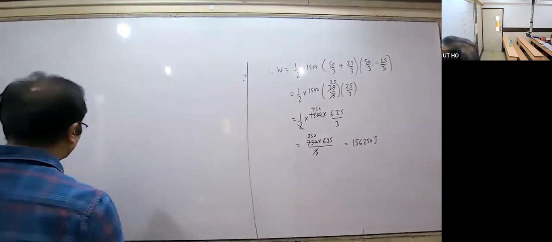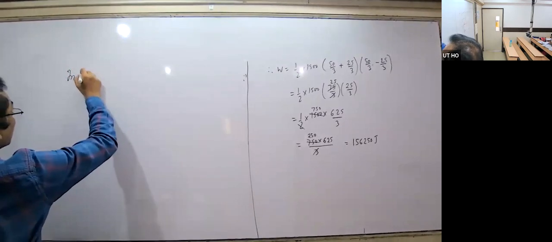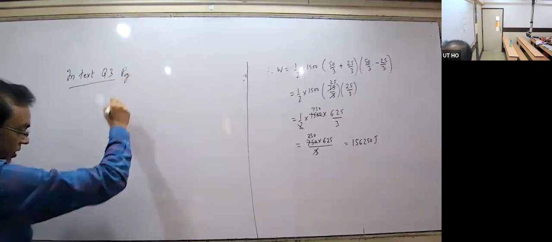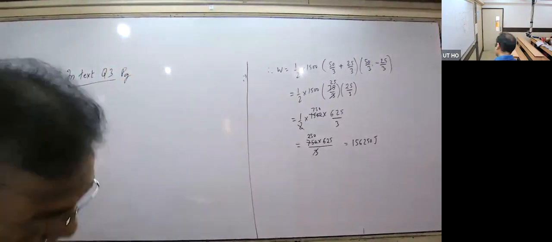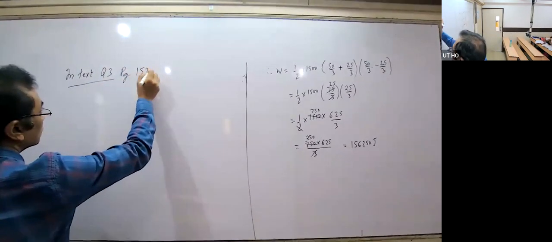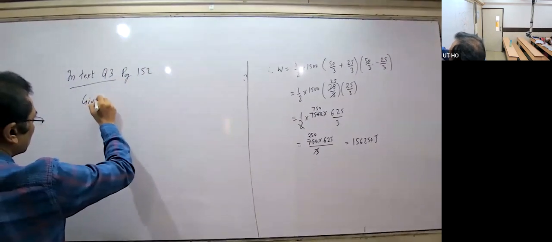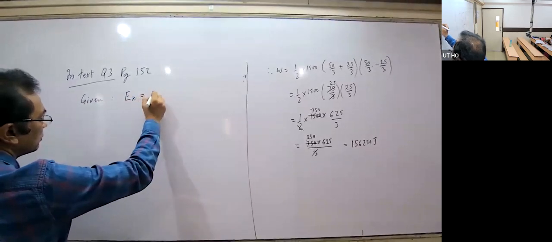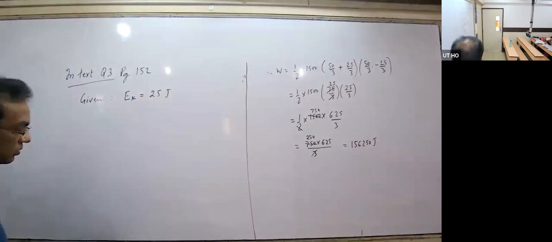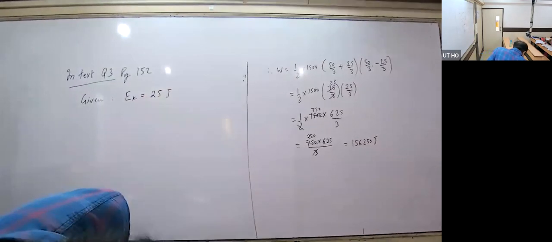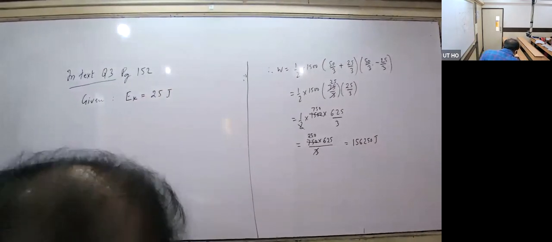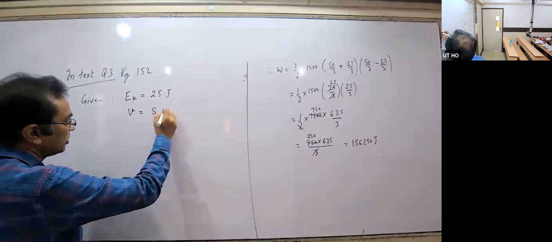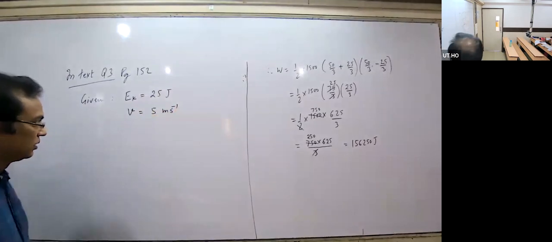We have in-text question 3, page number 152. So what is given? Kinetic energy, so EK is given as 25 joule. What else is given? Velocity of 5 meters per second.